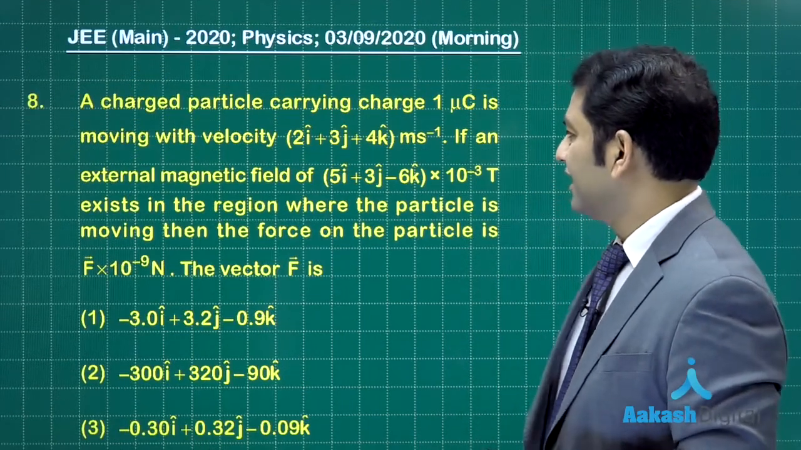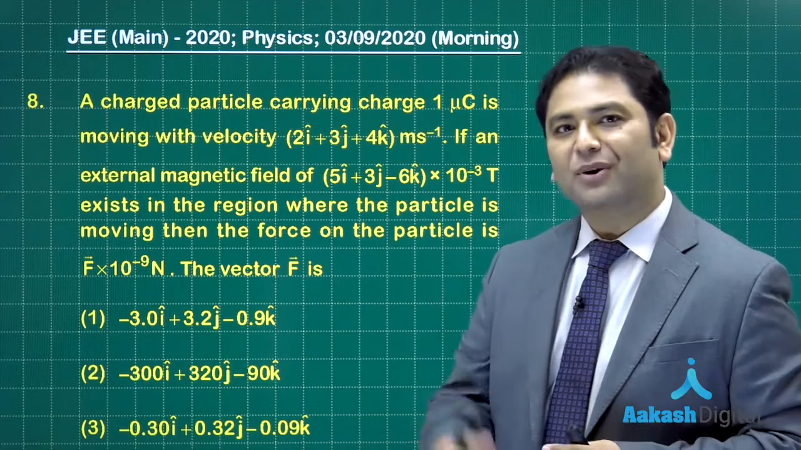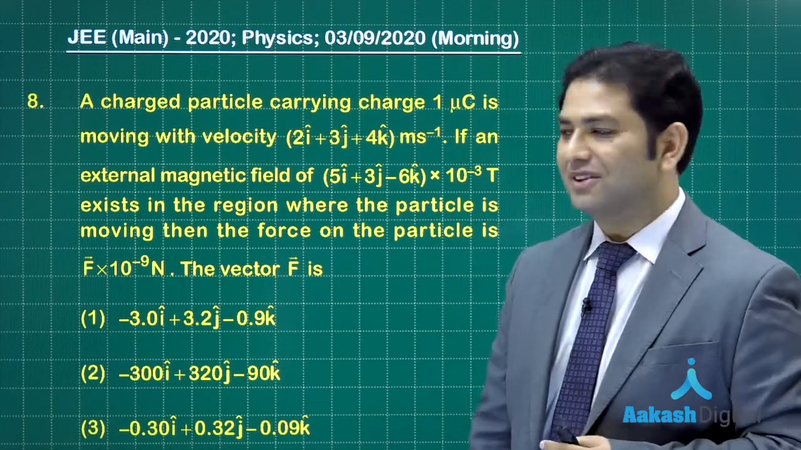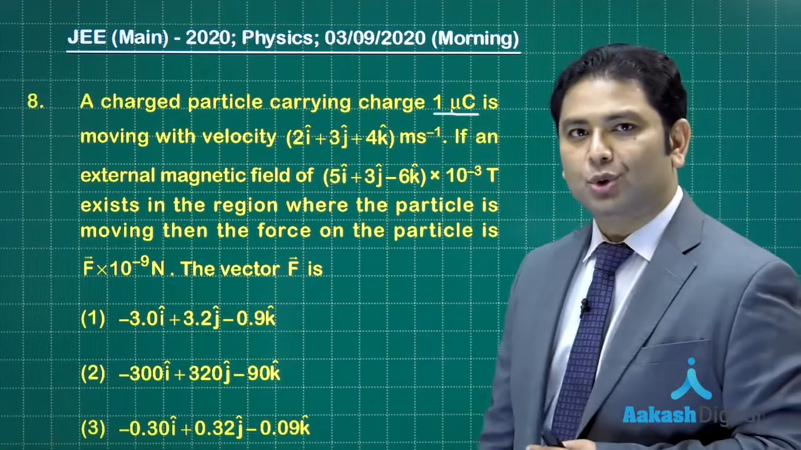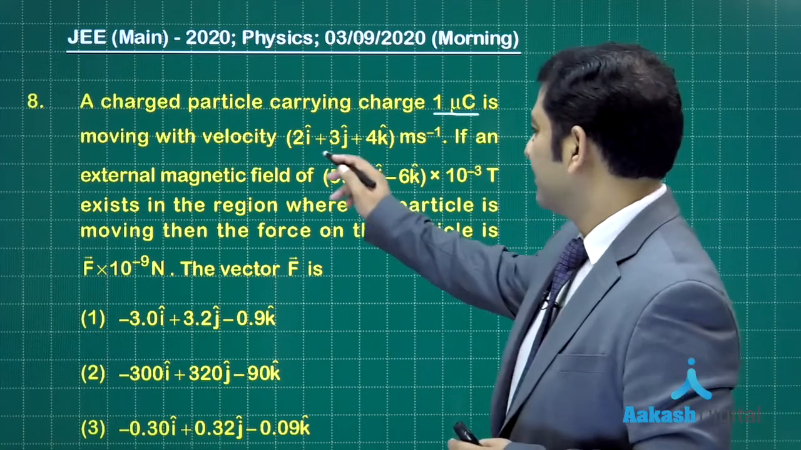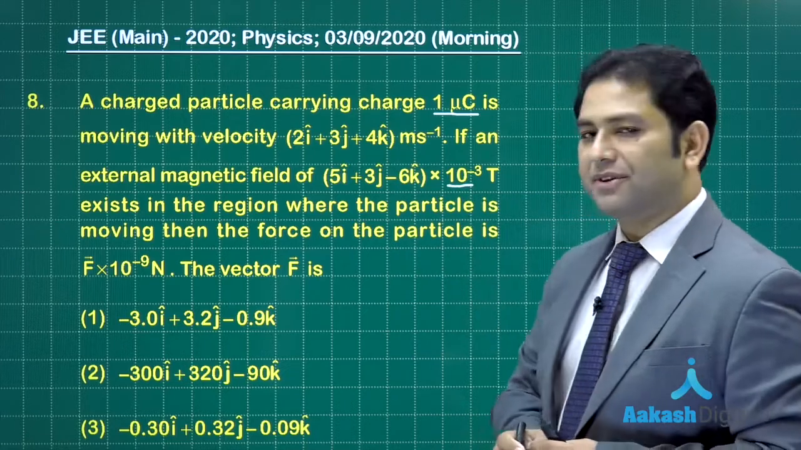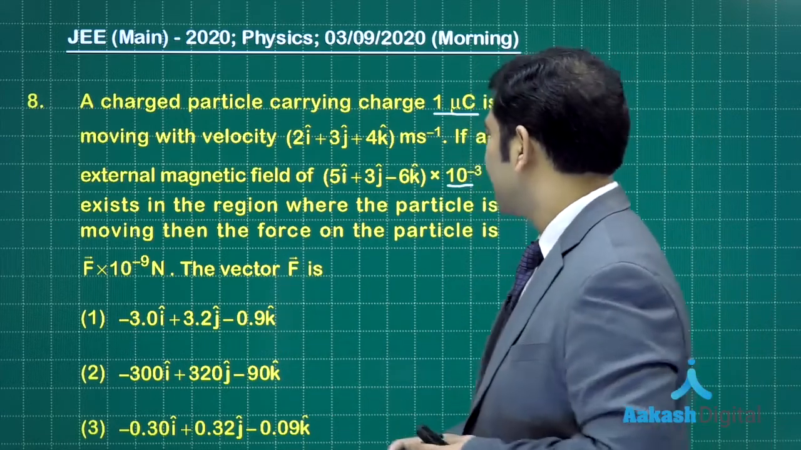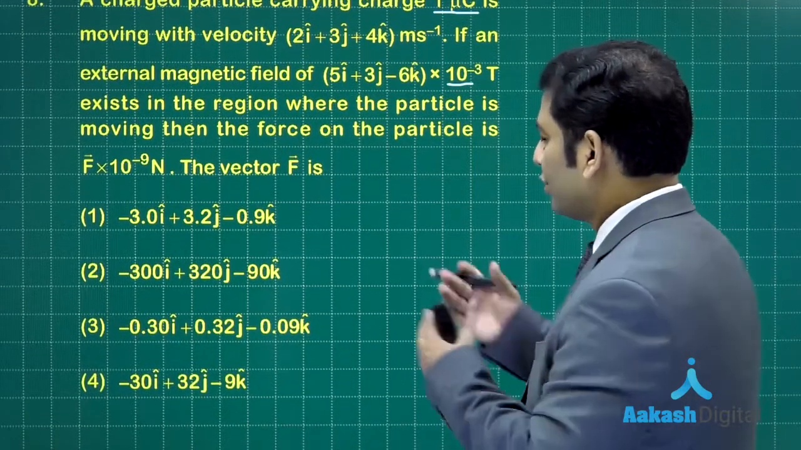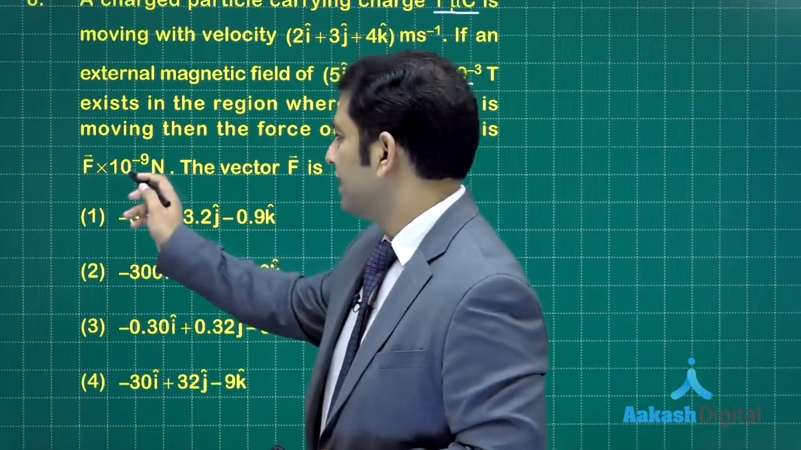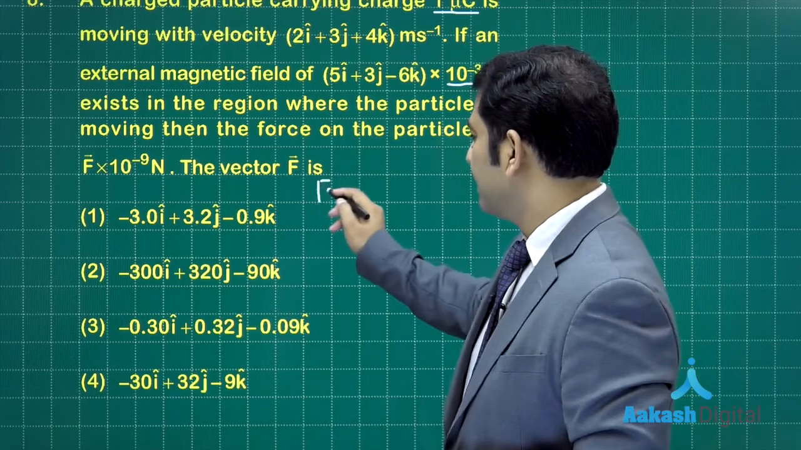The 8th question is very straightforward and formula based, and if you talk about calculation, a cross product is involved. The charge is given in microcoulomb, so just be careful with that. The velocity has been given, and the external magnetic field has been given. Here we need to calculate the force on this charged particle. But while reporting the answer, see that it's F into 10 raised to the power minus 9. That will obviously be easily done.